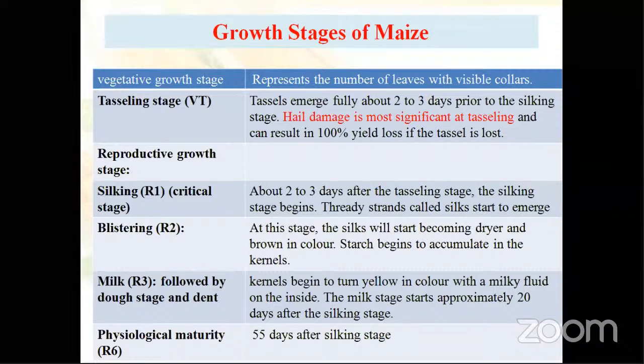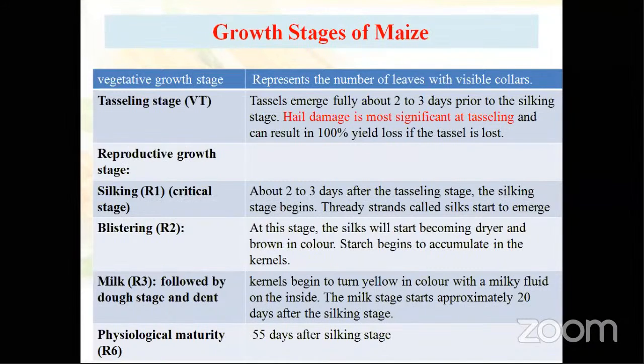Hail damage is most significant at the tasseling stage. What is this hail? What does hail mean? Your meteorology: hailstones. Yes. It is a type of rainfall; there are different types of rainfall.